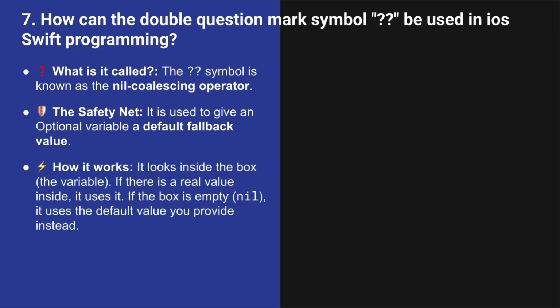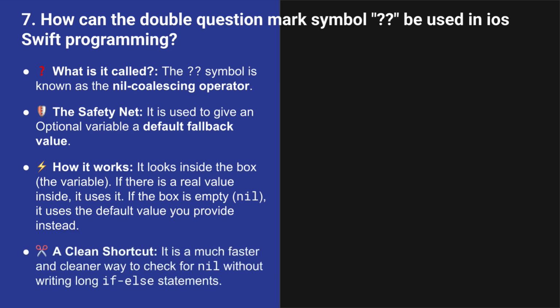Here is exactly how it works. It looks inside the box, which is your variable. If there is a real value inside, it goes ahead and uses it. But if the box is empty, meaning it is nil, it safely uses the default value you provide instead. Ultimately, this is a fantastic, clean shortcut. It is a much faster and cleaner way to check for nil without writing long, messy if-else statements.